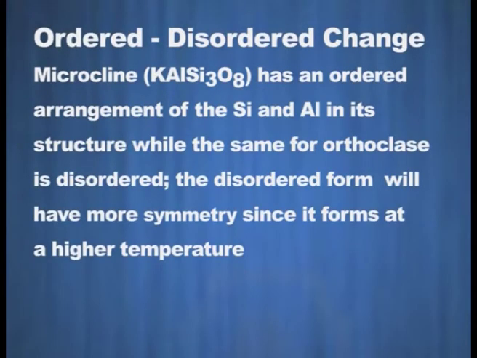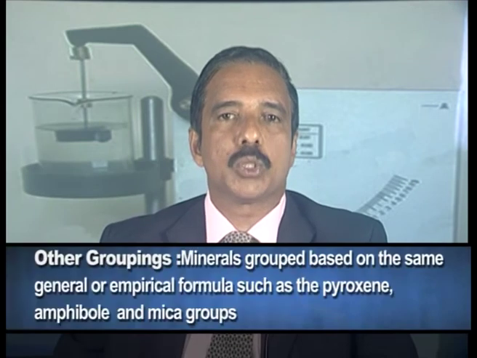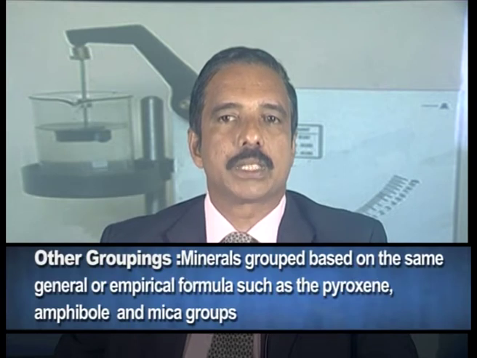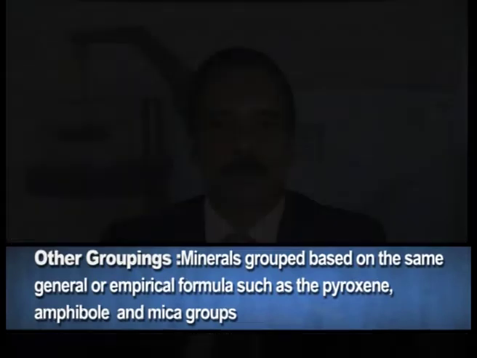Third type is the order-disorder change. Microcline, which has the chemical composition potassium aluminum silicate, KAlSi3O8, has an ordered arrangement of the silica and alumina in its structure, while the same for orthoclase is disordered. The disordered form will have more symmetry since it forms at a higher temperature. Number 4 is other groupings: minerals grouped based on the same general or empirical formula, such as the pyroxene, amphibole and mica groups.